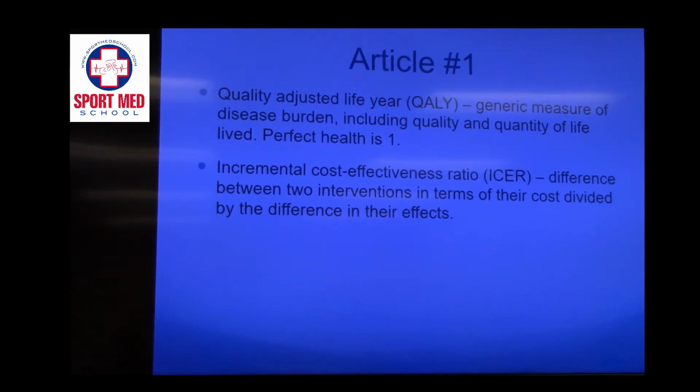So with cost effectiveness analyses, you get new sort of terminology. One of the big terms is the quality adjusted life year, which is basically a measure of disease burden, and it takes into account both the quality and the quantity of life lived. Perfect health is rated as 1, death is 0, and then the subjective sense of the quality adjusted life year is usually somewhere in between.